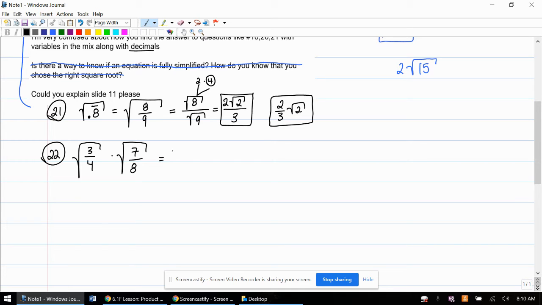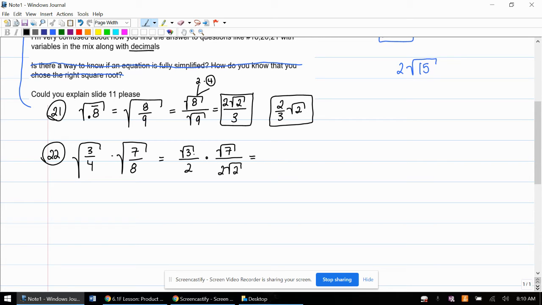Because I noticed that this one's going to be root 3 over 2, because the square root of 4 is 2. And then this one's going to be root 7 over the square root of 8. And notice how I didn't necessarily break this up into separate square roots, because after a while I don't always do that. And the square root of 8 is 2 root 2. Okay. And now I'm going to merge this together.